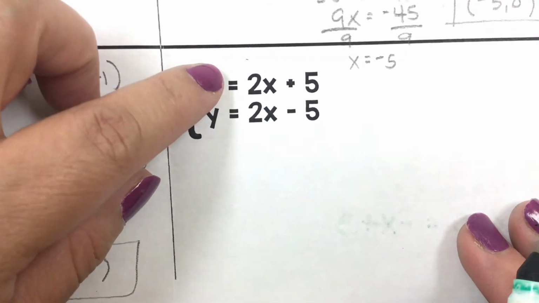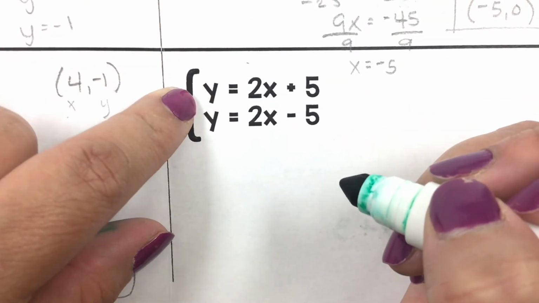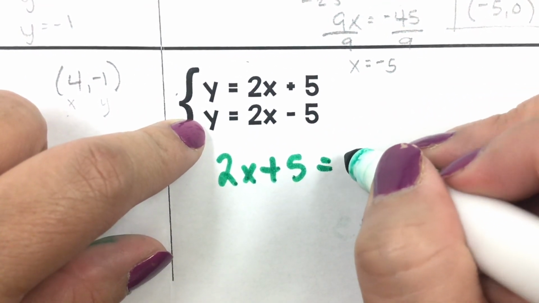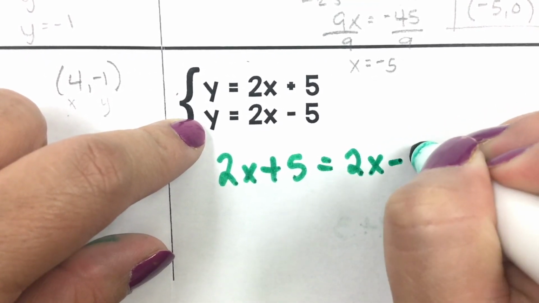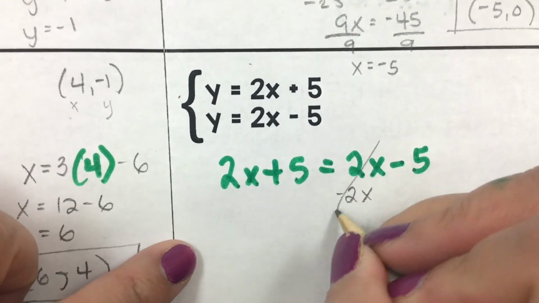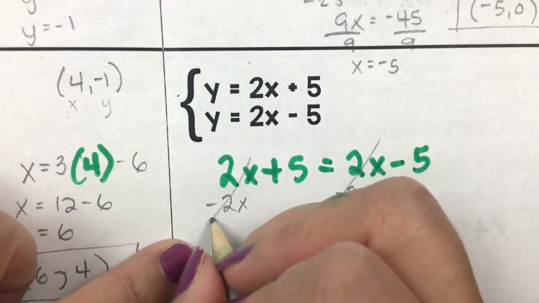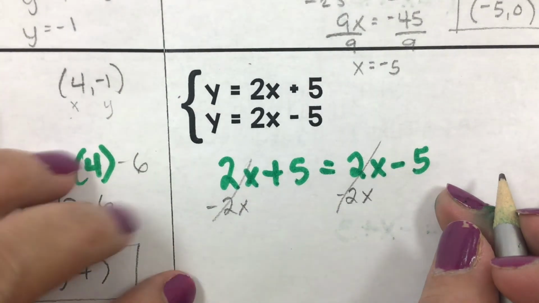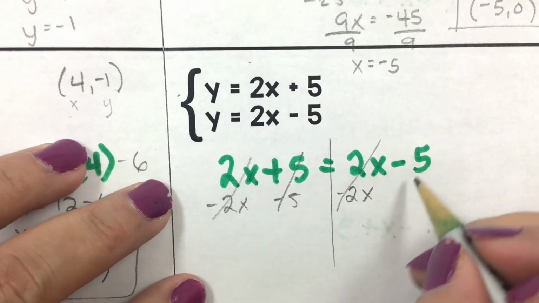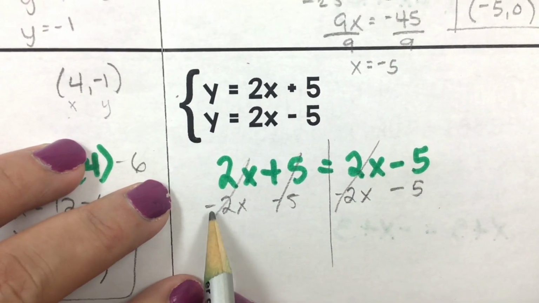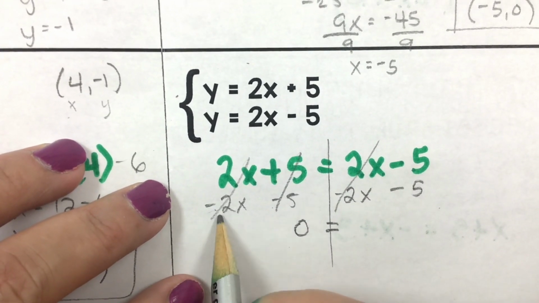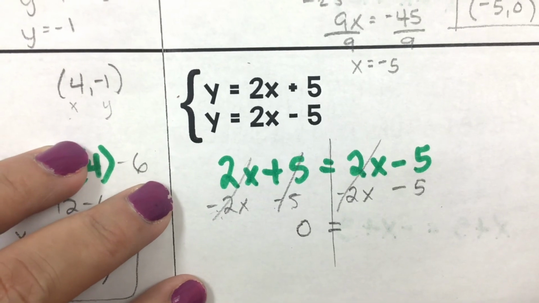And they're set equal to each other, because it says y equals, so 2x plus 5 is equal to 2x minus 5. Now we're going to subtract 2x to get rid of it here, minus 2x to get rid of it here. You can go ahead and subtract 5 to get rid of it here, subtract 5 over here. But I want you to notice there's nothing left over here, so we write 0. Because that was 0, that was 0. We have nothing over there on that side, that's 0.